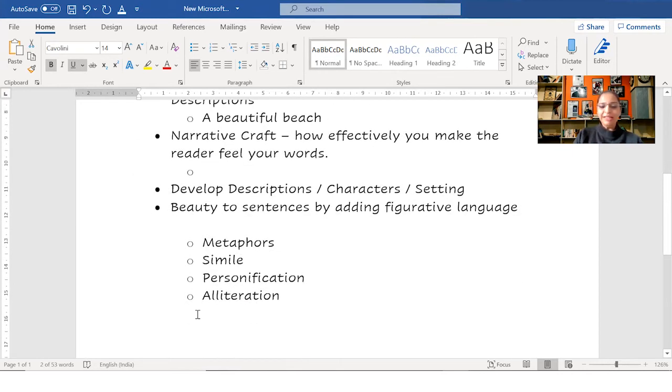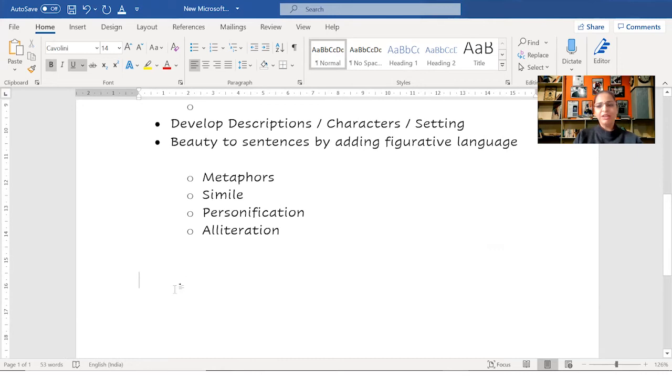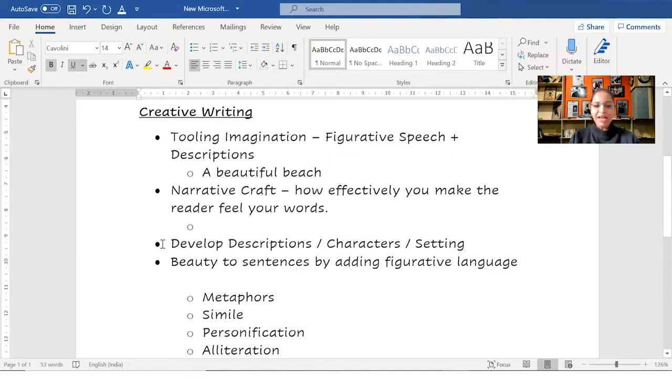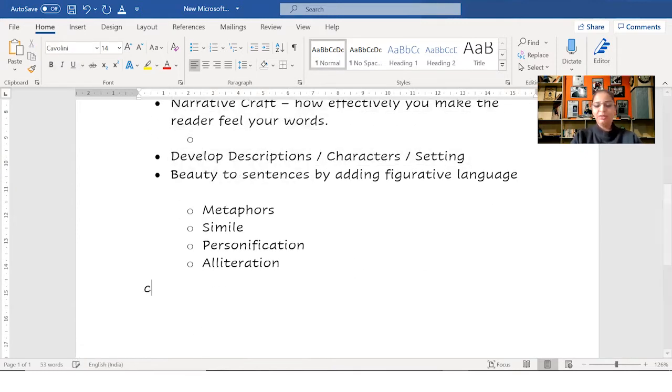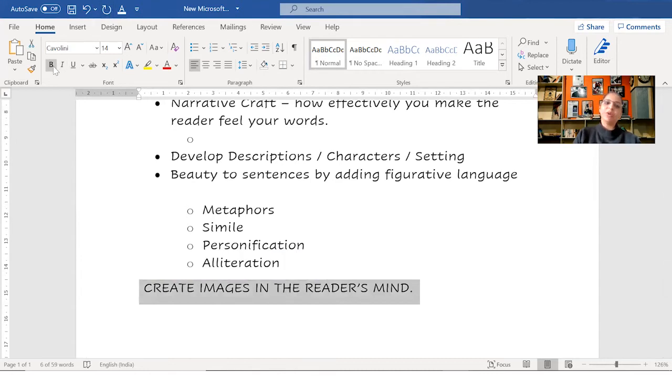So when we read a story, what happens with us? Or when we read any creative work, what happens with us? We usually start to imagine something in our mind. There is a picture going on in our mind. So that is what you call creating pictures. With all this, what you do is create images in the reader's mind. The entire creative writing is based on this.